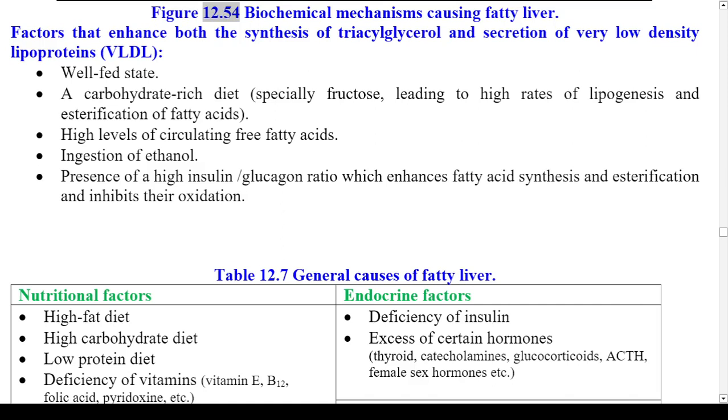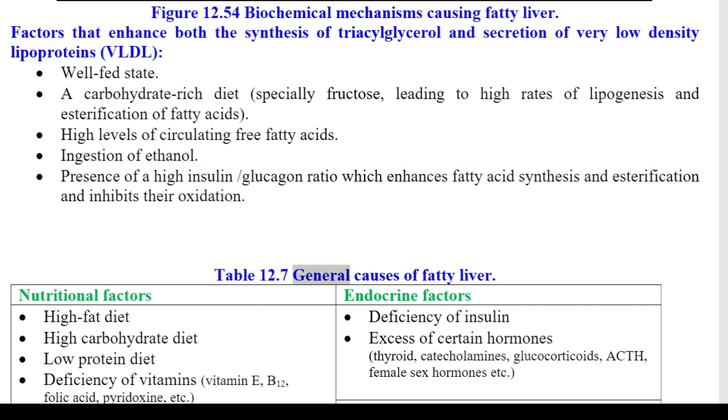Figure 12.54 Biochemical mechanisms causing fatty liver. Factors that enhance both the synthesis of triacylglycerol and secretion of very low-density lipoproteins, VLDL. Well-fed state: a carbohydrate-rich diet, especially fructose, leading to high rates of lipogenesis and esterification of fatty acids. High levels of circulating free fatty acids. Ingestion of ethanol. Presence of a high insulin/glucagon ratio, which enhances fatty acid synthesis and esterification and inhibits their oxidation.